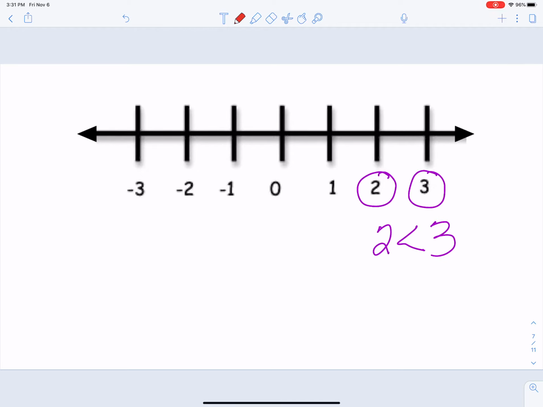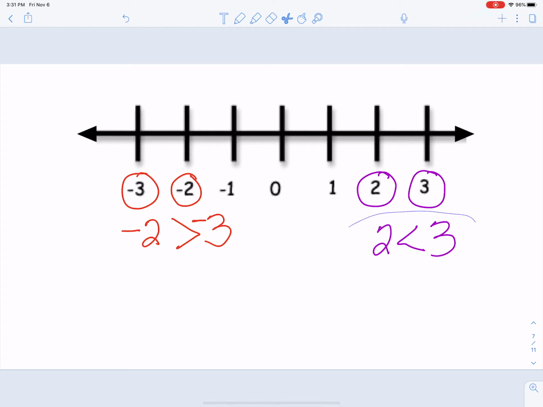And then we'd look on the other side of 0. And we'd look at negative 2 and negative 3. And I ask them, which is greater, negative 2 or negative 3? And this sometimes takes a little bit longer, but we talk about the fact that negative 2 is to the right of negative 3 on the number line. Negative 3 is to the left of negative 2 on the number line, which means that negative 2 is greater than negative 3.